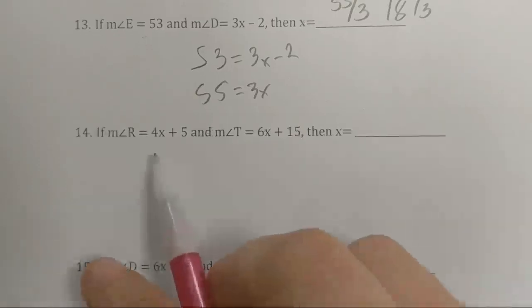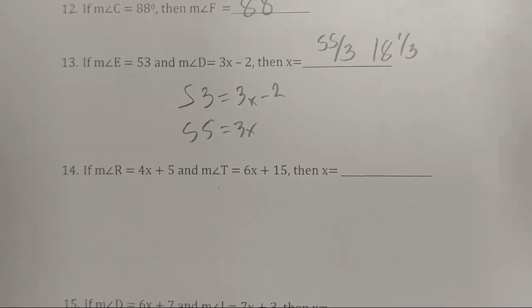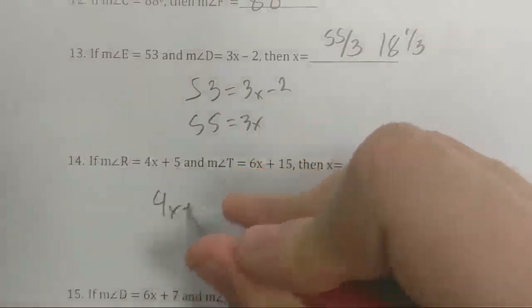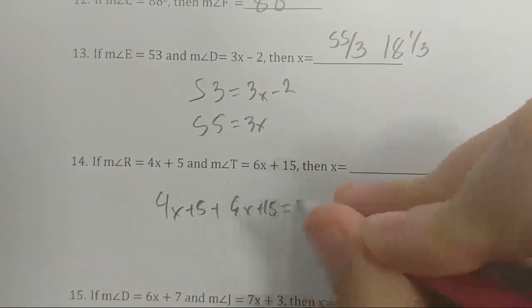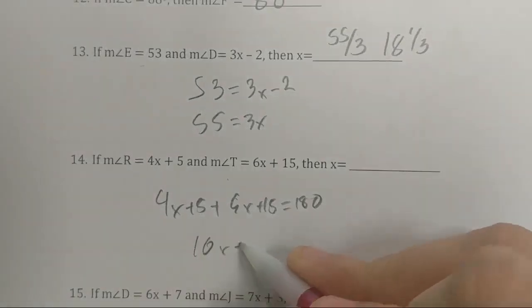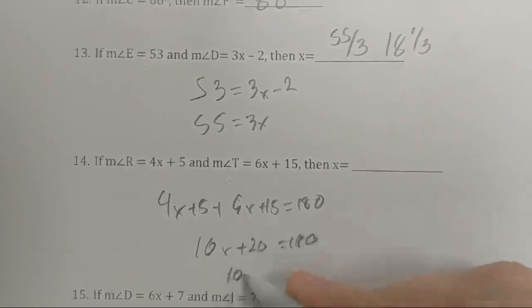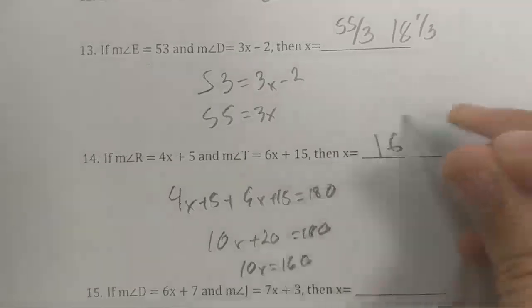Let's keep going. R and T. So R and T, I'm looking at it. R and T are consecutive interior. Consecutive interior means they add up to 180. So 4x plus 5 plus 6x plus 15 equals 180. Let's combine like terms. 10x plus 20 equals 180. Subtract 20 on both sides. 10x equals 160. Divided by 10, x equals 16.